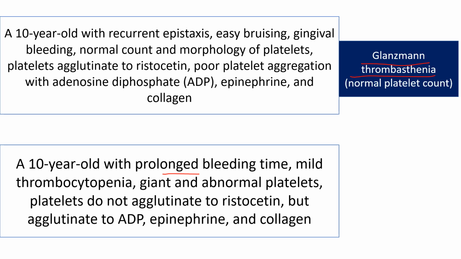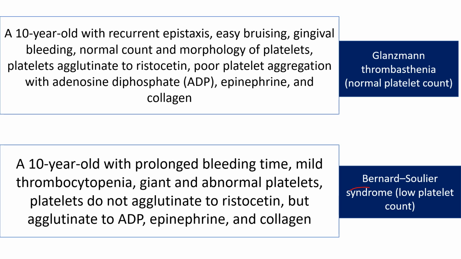Another case scenario may be mistaken with this case. An 18-year-old with prolonged bleeding time, low platelets, giant and abnormal platelets. Platelets do not agglutinate to ristocetin, but agglutinate to ADP, epinephrine, and collagen. What is the most likely diagnosis? Bernard-Soulier syndrome. It is very important to know the difference between both, because both of them can present the same, with recurrent epistaxis, easy bruising, gingival bleeding.